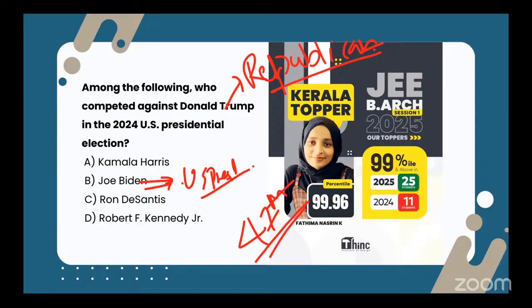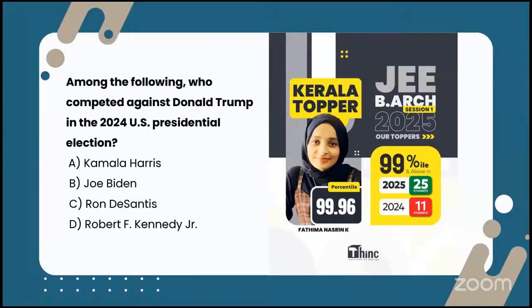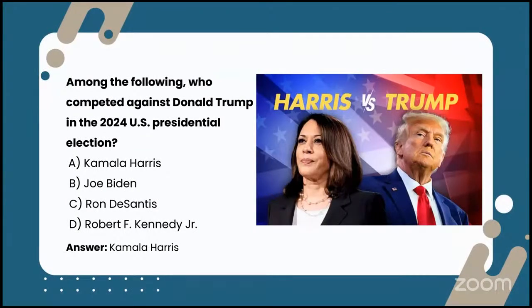Okay, so she got the approval numbers, and later she became the candidate who was opposite to Donald Trump, and ultimately Donald Trump won. He became the 47th president. So here the correct answer is Option A, Kamala Harris. So this is Kamala Harris versus Donald Trump.